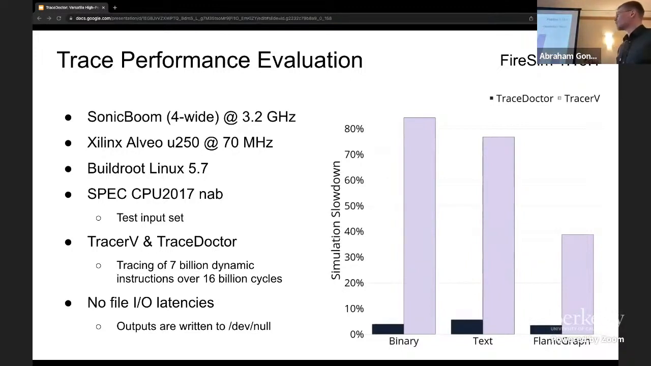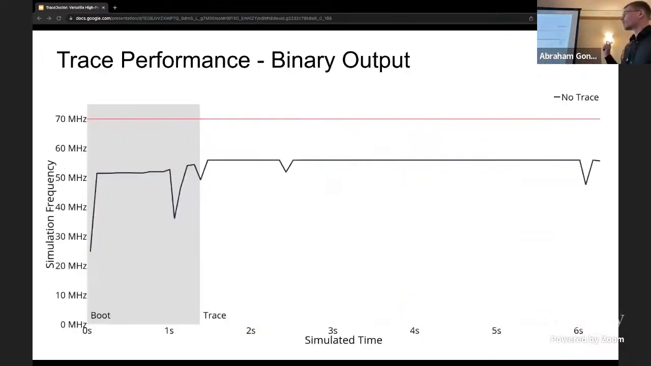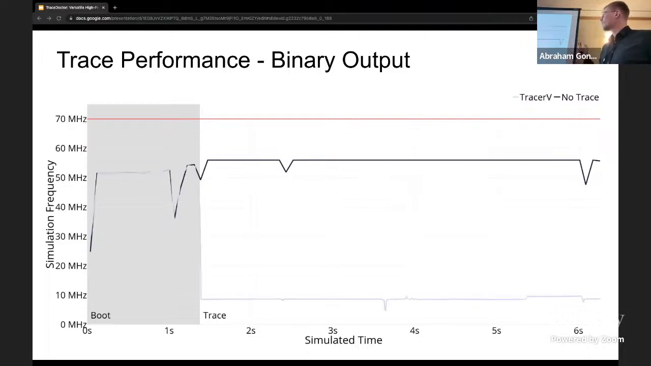So let's have a look at a little bit more detailed what's going on here. So we do the binary output. Here we have the heartbeat, basically telling us the effective simulation frequency over our simulation. We have used triggers so that we only trace the boot and the shutdown time of Linux. And TraceDoctor, by the way, can just attach to the TraceRV trigger, no problems. And now we run the TraceRV to trace out all retiring instructions in binary output form. And you can see as soon as the tracing starts, the simulation frequency drops to below 10 megahertz.